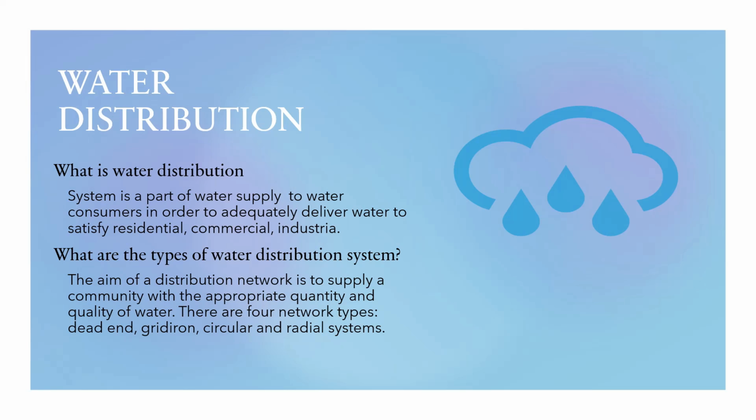Okay, what are the types of water distribution systems? The aim of a water distribution network is to supply a community with the appropriate quantity and quality of water. There are four network types: dead end, grid-iron, circular, and radial system.